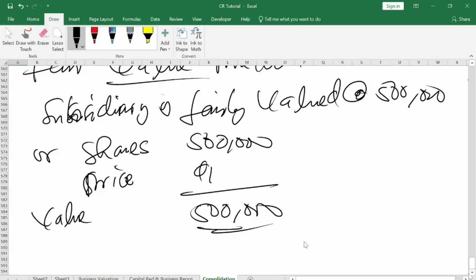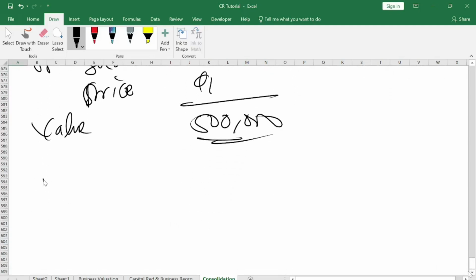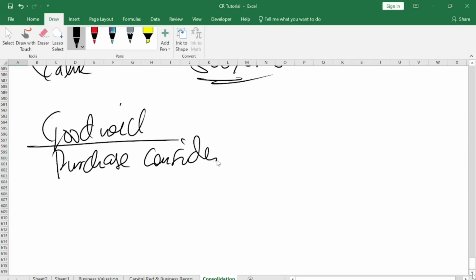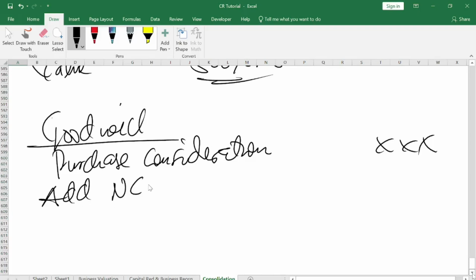So now we can know the fair value of the subsidiary. If we know the fair value of the subsidiary, then we can use the fair value method to determine the goodwill. So here, you will come and do your goodwill. Out of the goodwill, you have your purchase consideration. How much purchase consideration? Maybe you have it here. Then you come and add your NCI fair value, that's the non-controlling interest fair value.